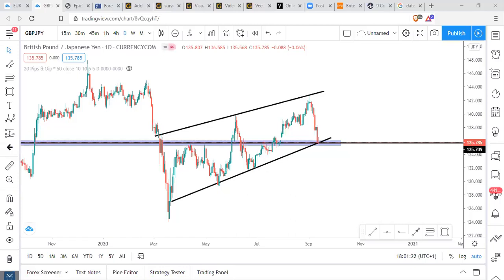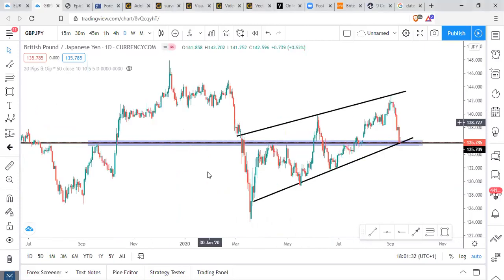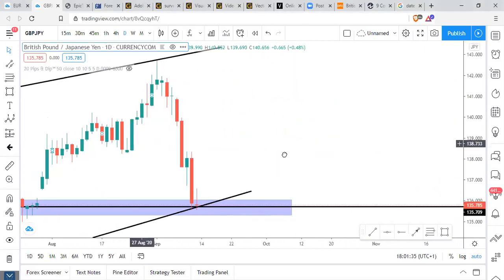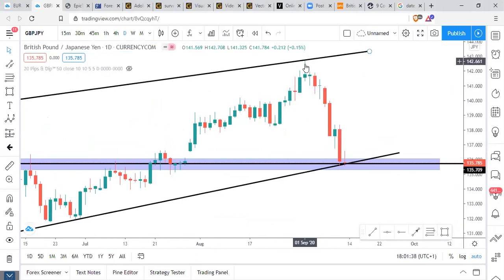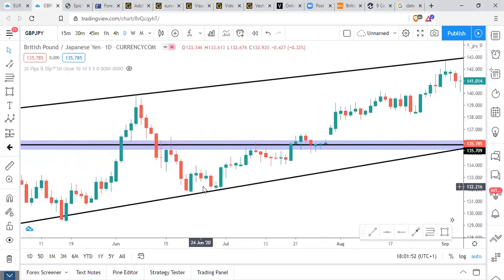Something like this, you can see right here. This is what we call a hammer, and the hammer formed at this resistance. What happened after the hammer formed? It sold. You can see that, right? Then this is bullish engulfing. This too is called bullish engulfing. What happened after the bullish engulfing? The market bought.